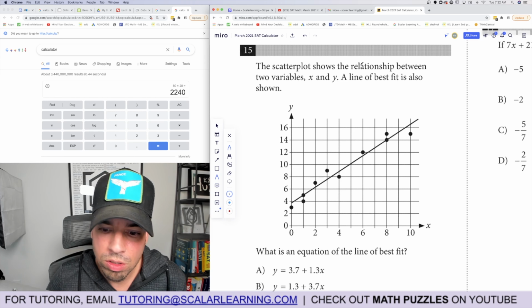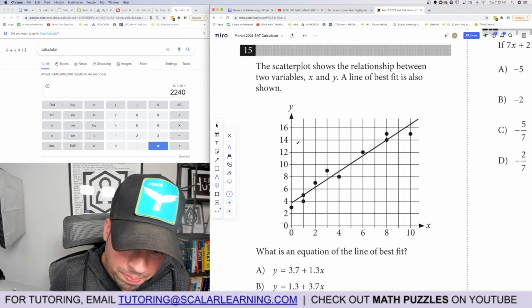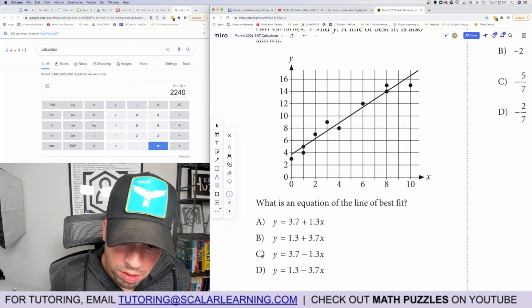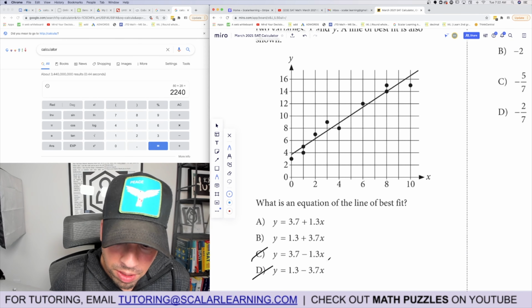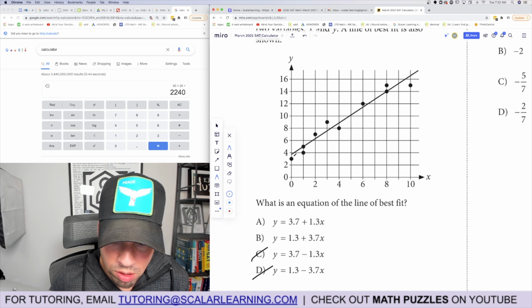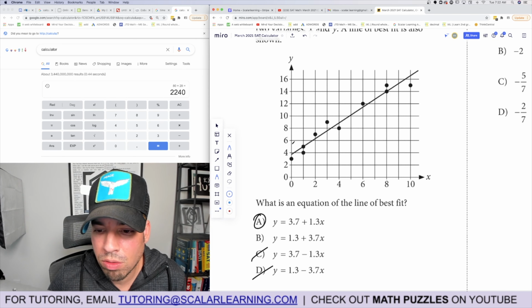A line of best fit is also shown. What is an equation of the line of best fit? Okay, first of all, we need a positive slope. Goodbye, goodbye. You see how they flipped it? They moved it around, so those negative slopes are out. Now the question is the y-intercept 3.7 or 1.3? It's 3.7. Boom.